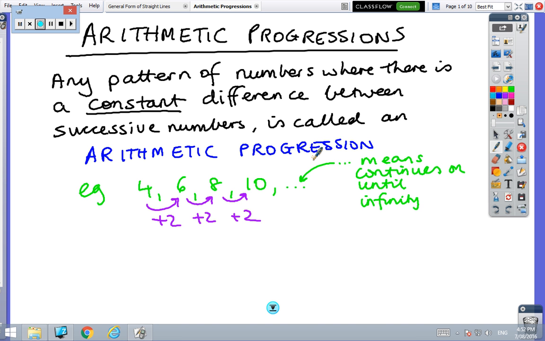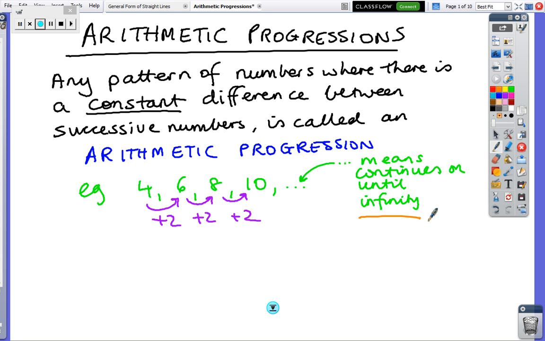So in the pattern 4, 6, 8, 10, and then I put dot dot dot. Now dot dot dot just means maybe the pattern just kept going to infinity, the pattern could keep going. With this pattern, the difference between successive terms 4 and 6 is 2, between 6 and 8 is 2, between 8 and 10 is 2. So there's a constant difference, and so we call this an arithmetic progression.